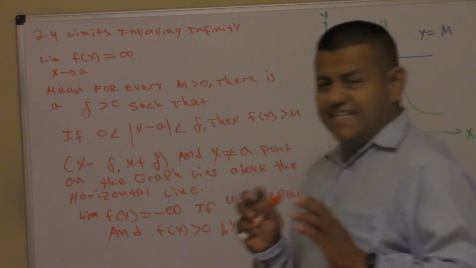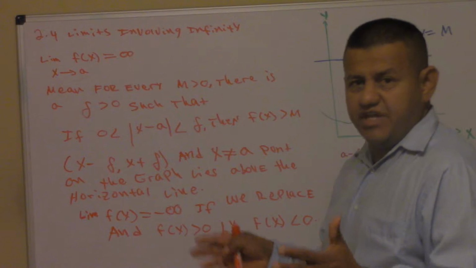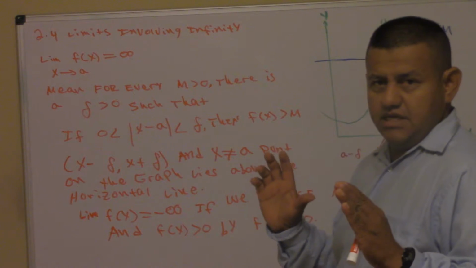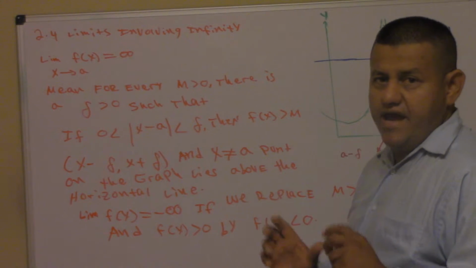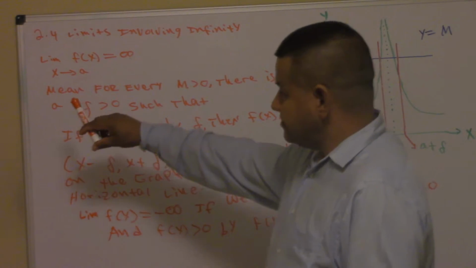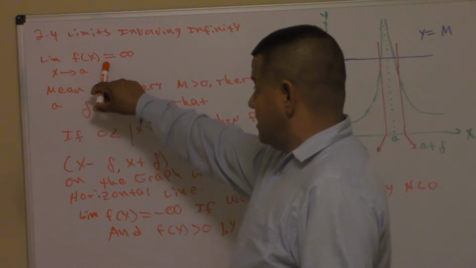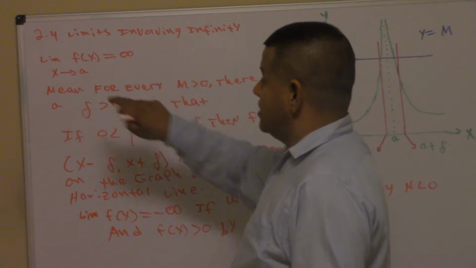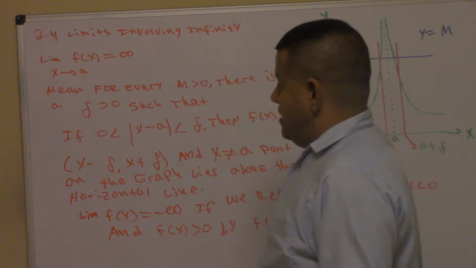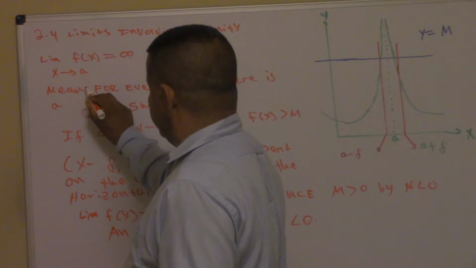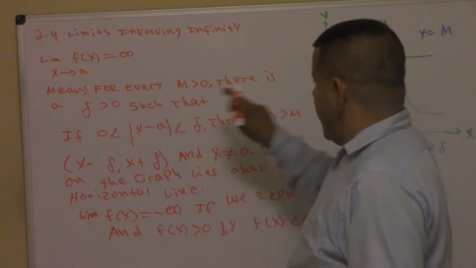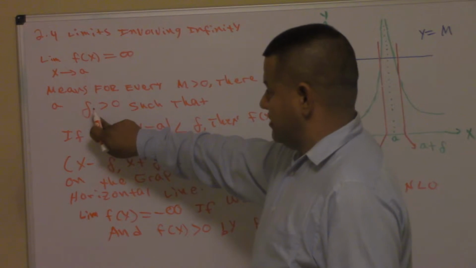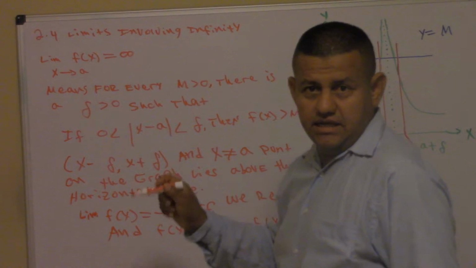We are going to find the limit when the function goes to infinity. If the function goes to infinity, we are going to try to find the limit and identify if the limit exists or not. So in this case, we have the limit of f of x equals infinity as x approaches a. It means, I'm missing an s right here, for every M greater than 0, there is a delta greater than 0. This delta is the Greek letter delta.